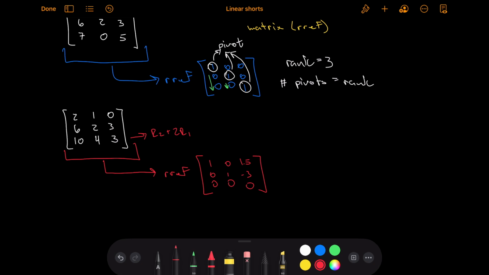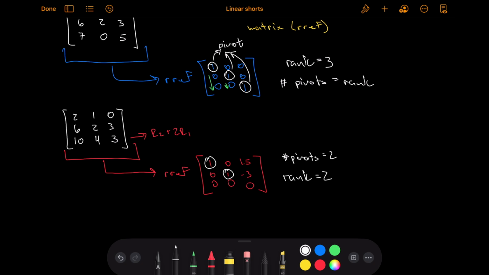And so again, we have to look for our pivots. And so we have the one on the top left and then the one in the middle. So our number of pivots is 2. So that means our rank for this matrix is also 2.